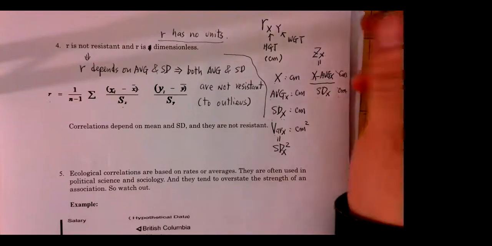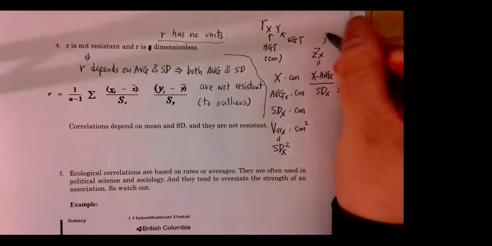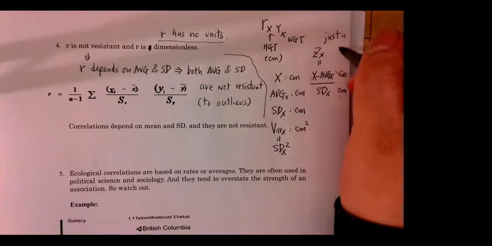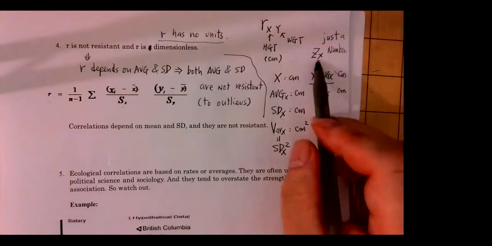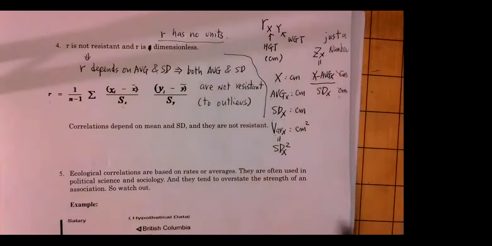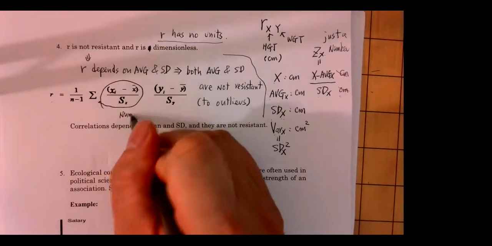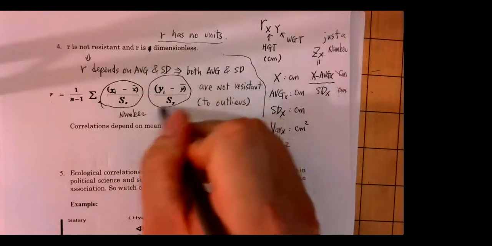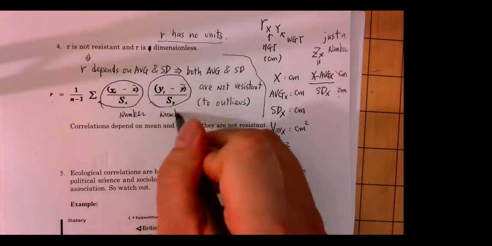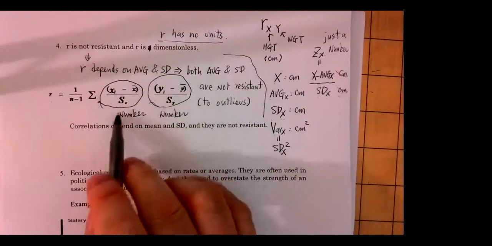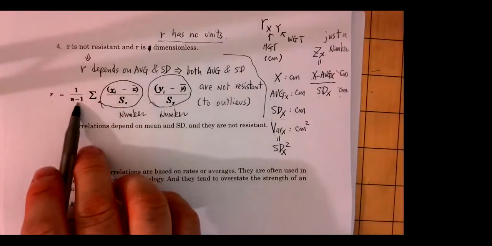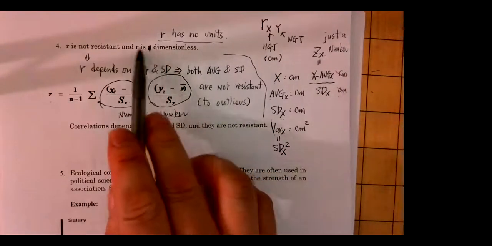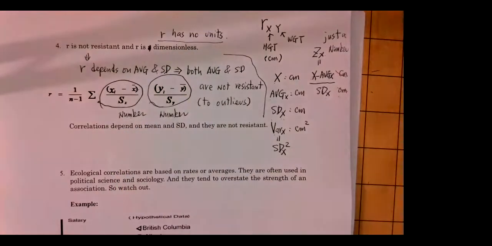Z-score, we standardize X, we get z-score. And z-score is just a number. Z-score has no units, okay? So for the same reason, this is just a number, and this is also just a number. Number times number is a number. Sum a whole bunch of product terms of numbers, still a number. Divided by sample size minus 1, still a number. So R is just a number. R has no units, okay?